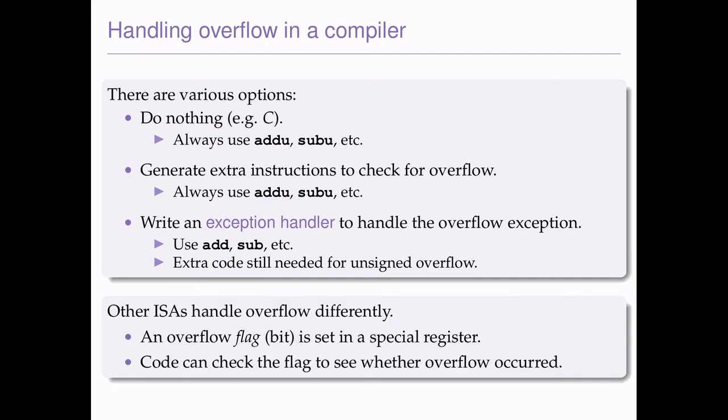Now, other instruction set architectures handle overflow differently. Some set an overflow flag. For 106ers, that was what happened in the tiny machine, but here we have our exceptions being thrown. Or you can write code to check the flag to see whether overflow has occurred.